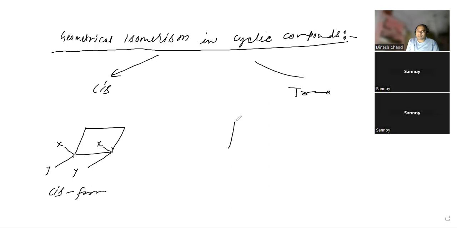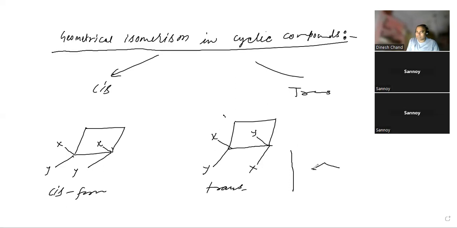But suppose in this compound, if I am making the diagram, here you can draw the X, and then another X will be on the other side. Similarly, one Y and another Y on opposite sides. So this is what is going to be trans.